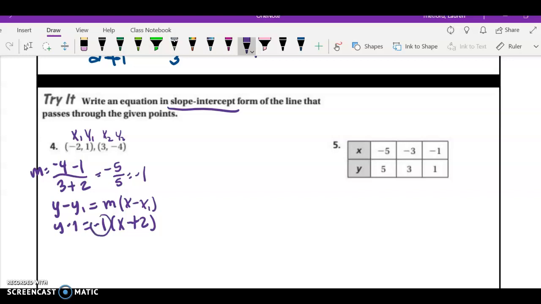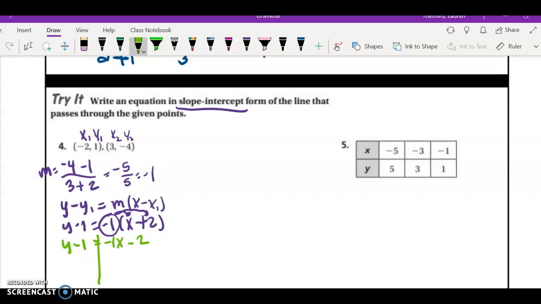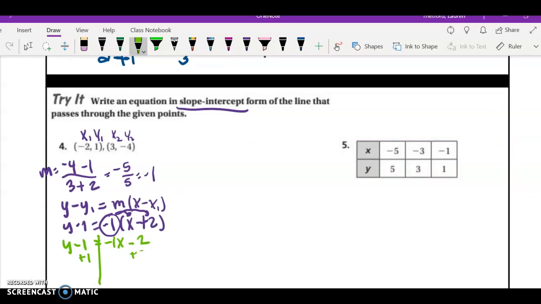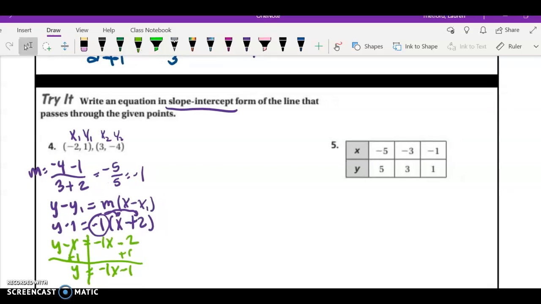So I'm going to distribute this negative 1 through my parentheses, and I get negative 1x minus 2, because negative 1 times positive 2 is negative 2. And then y minus 1 just comes down. Then I'm going to add 1 to both sides, and I combine like terms. So I have y equals negative 1x minus 1. You could use the other set of points and you'll still get this answer.